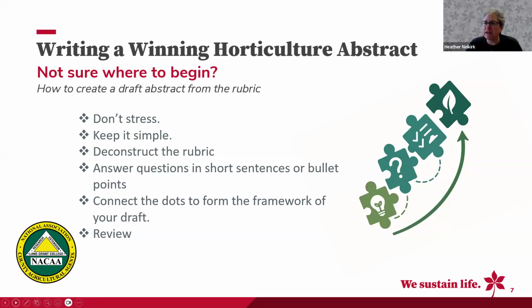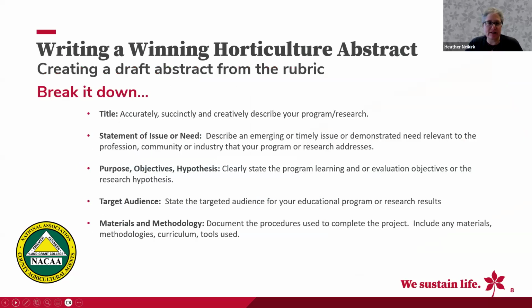So it's really a simple way, at least in my mind, when I'm writing abstracts for various conferences, to break down the rubric. What am I being evaluated on? How am I being managed in terms of presenting that information? And what are those formatting requirements that I need to be aware of? So this is the break-it-down section. As I said, find a succinct, creative, accurate title that describes the program that you want to offer or the research you want to present.